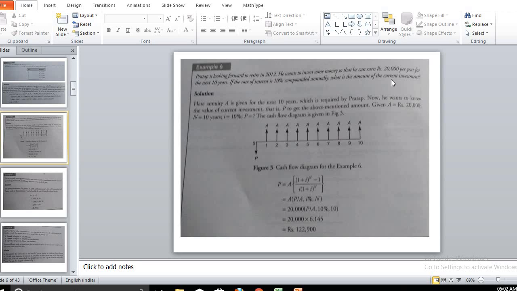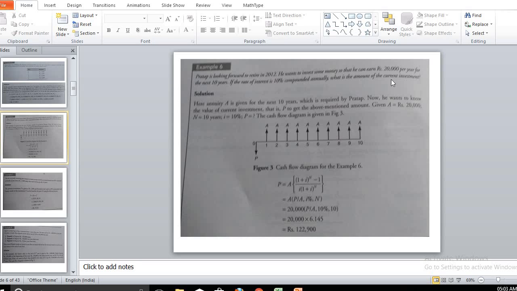So that value should be 20,000. How much should he invest? That value is P. And that annuity he requires for 10 years, with the interest rate 10% compounded, and how much should he invest to get this annuity?